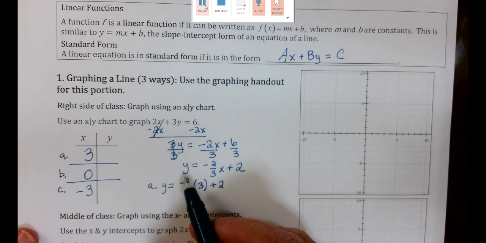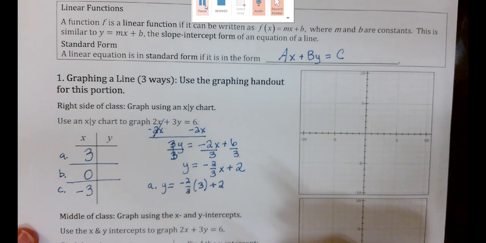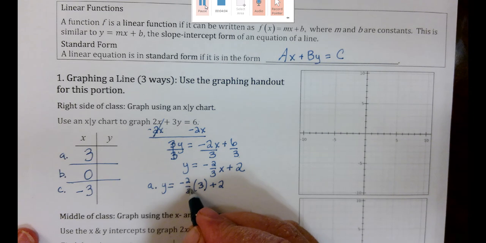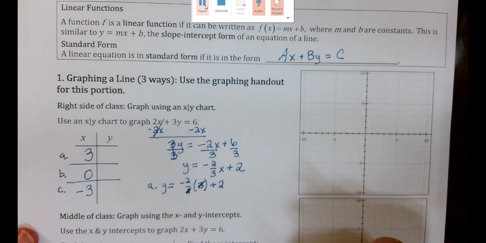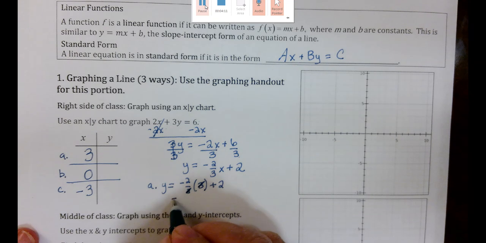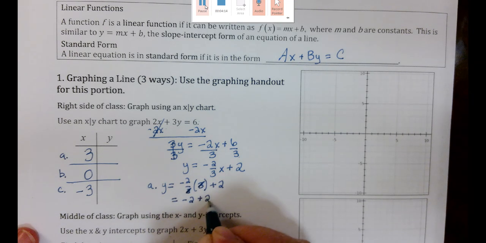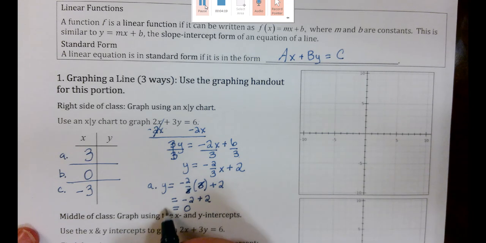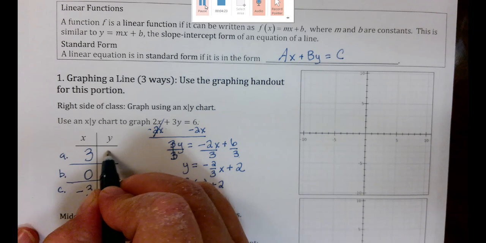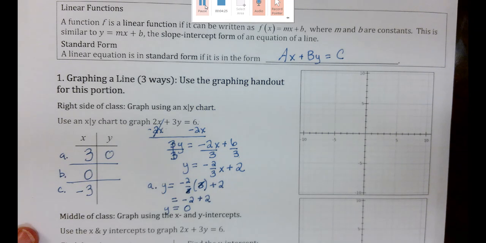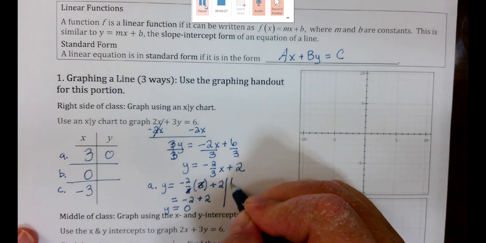Just make sure to put parentheses around this fraction. But this 3 in the denominator and this 3 in the numerator are actually going to cancel out, and I end up left with negative 2 plus 2, and that gives me 0. So my y value, when my x value is 3, my y value is 0. Okay? All right, let's do B part.